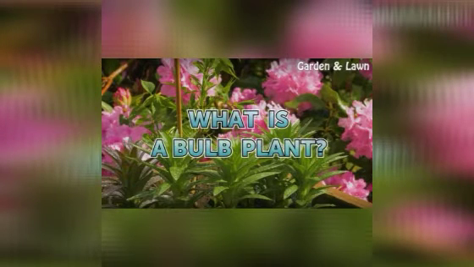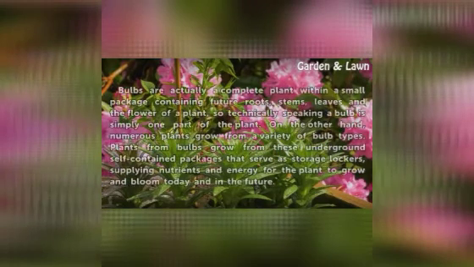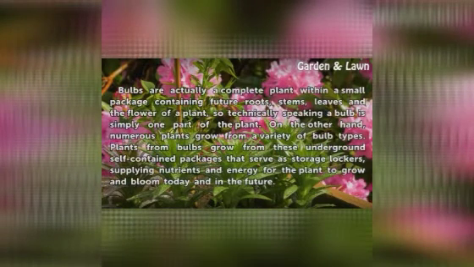What is a bulb plant? Bulbs are actually a complete plant within a small package containing future roots, stems, leaves and the flower of a plant, so technically speaking a bulb is simply one part of the plant.